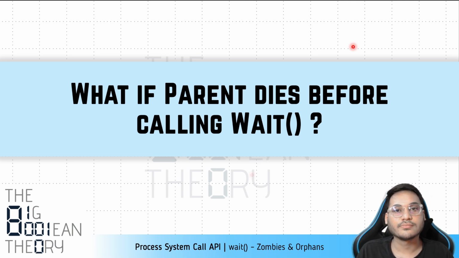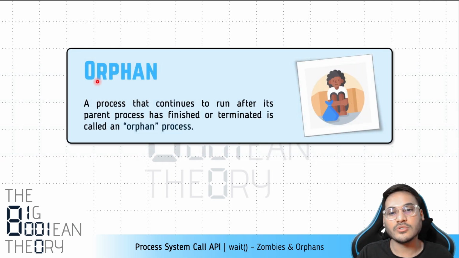Let's understand what happens if the parent dies before calling wait, right? In such a scenario, what we have is called an orphan process. A process that continues to run after its parent process has finished or terminated is called an orphan process. Like in real life, what is an orphan? An orphan is someone whose parent has unfortunately died or passed away, right? The same terminology is used in the context of computer processes. If there is a process whose parent process has terminated, then that child process, which is still executing and is not terminated, only its parent has terminated, becomes an orphan, right?